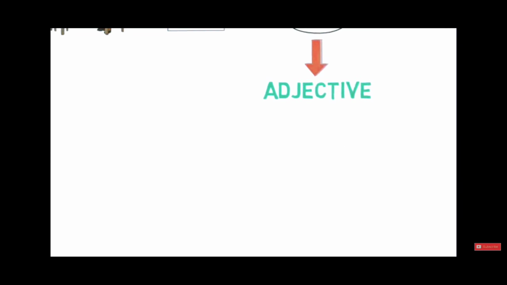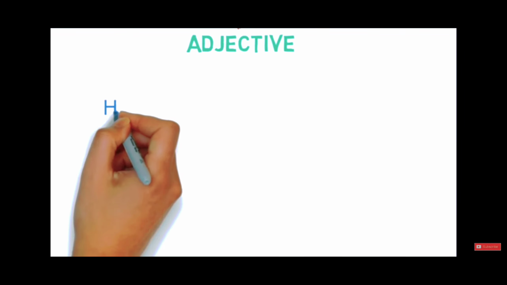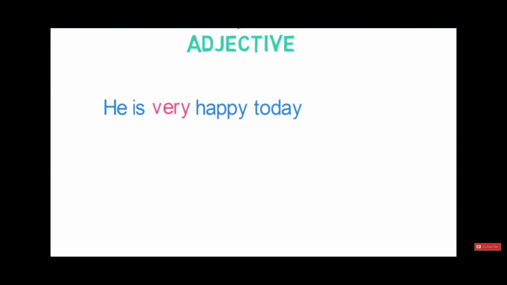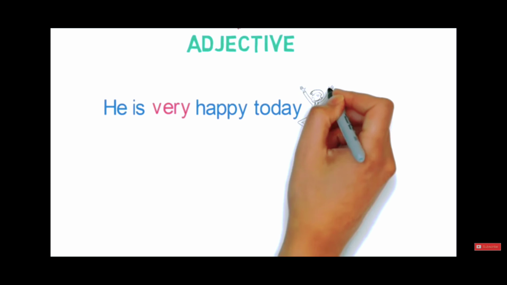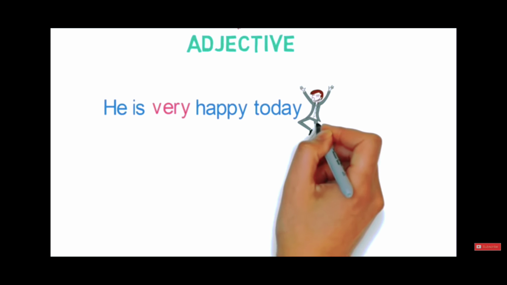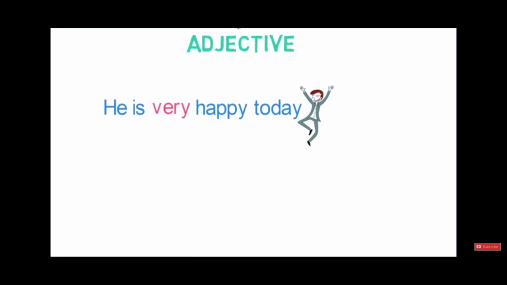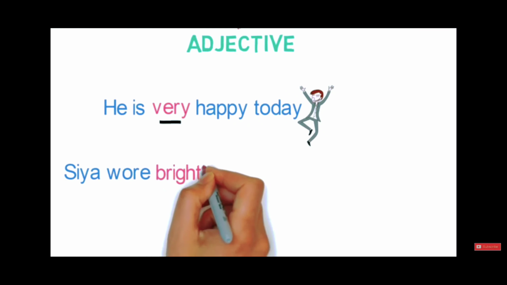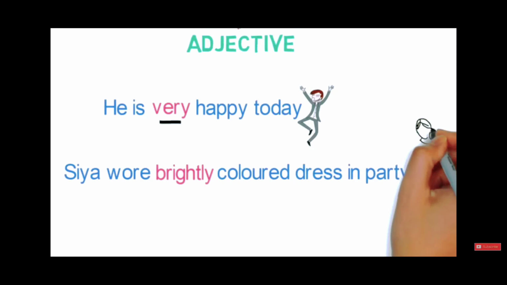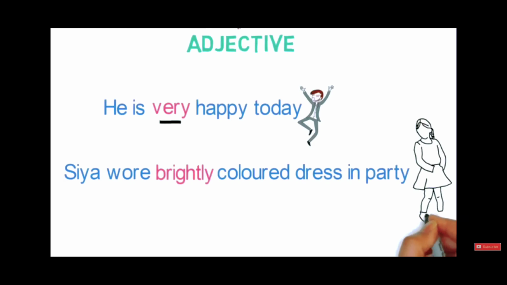Now let's look into the adverb that describes adjectives. He is very happy today. Now what is the adjective here? Happy. And which word describes the intensity of his happiness? That is very. Very is an adverb describing the adjective happy. Sia wore a brightly colored dress to the party. Here what is describing her dress? It is colored. So the word colored is an adjective here. Then what is the intensity of the color? It is described by brightly. So it is an adverb here.